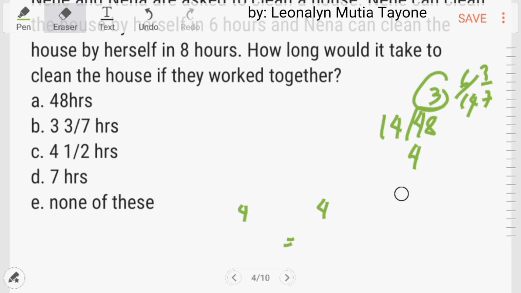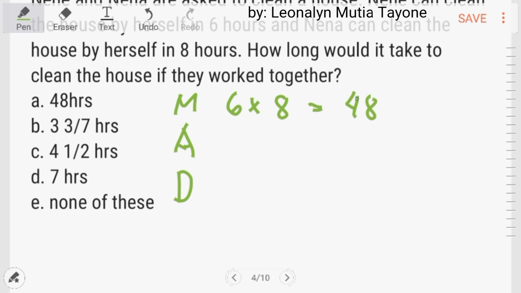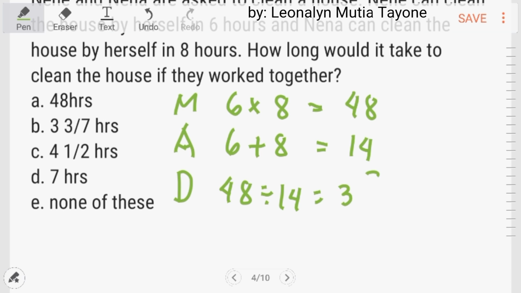Another way is, since dalawa lang naman ang person involved, we will use the MAD. M for multiplication, 6 times 8 equals 48. A for addition, 6 plus 8 equals 14. D for division, 48 divided by 14 is equals to 3 and 3 over 7. So the answer is letter B.